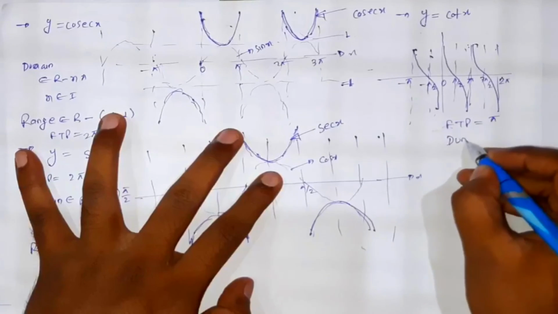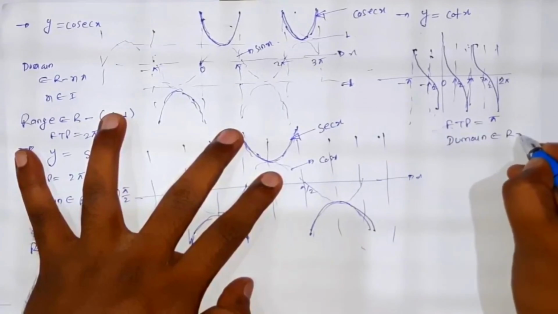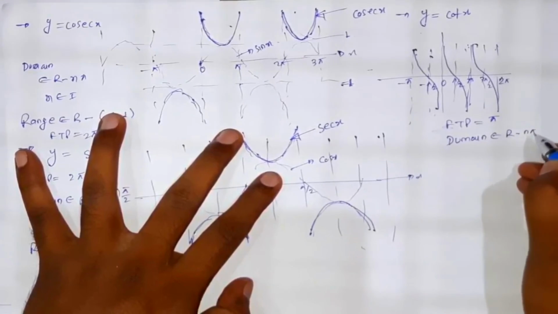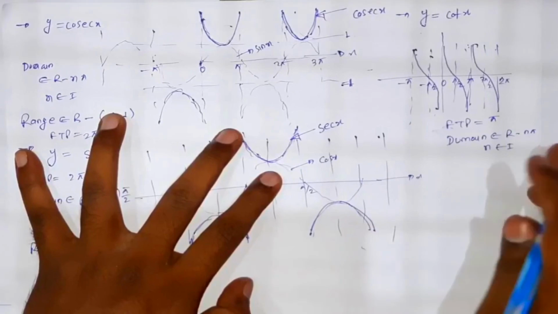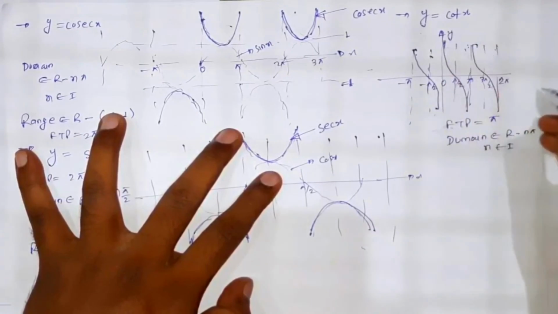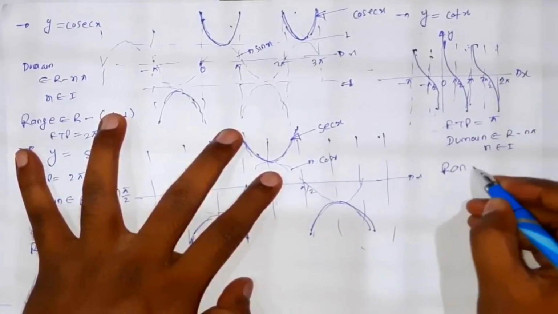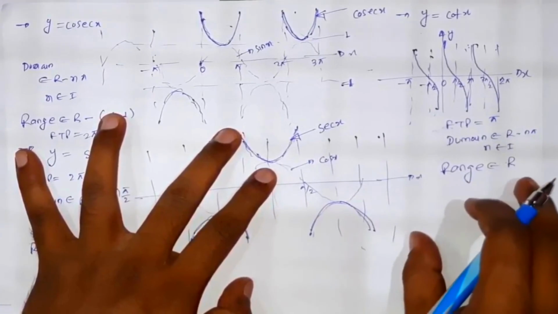The domain will belong to R minus n pi, where n can be an integer. n can be 0, 1, 2, 3, 4, 5, like this. Here this is the y axis, this is the x axis, and the range will again be real, that is minus infinity to plus infinity.